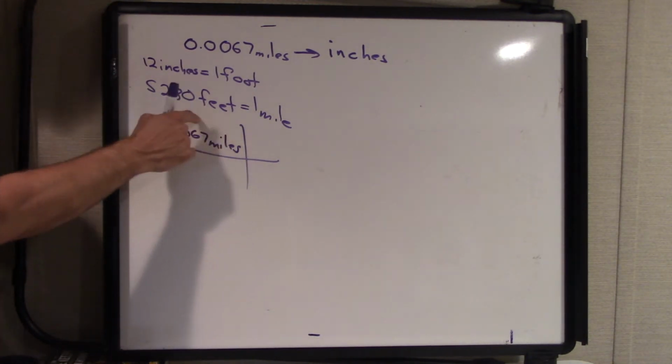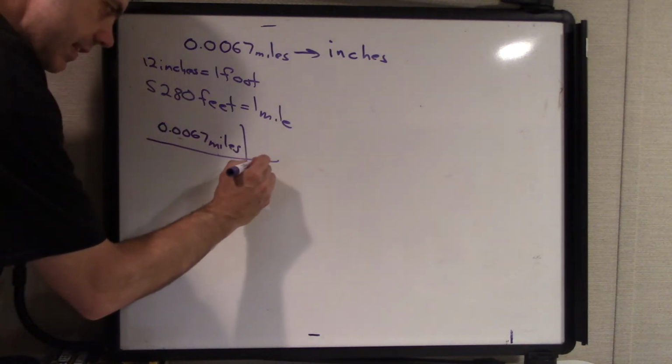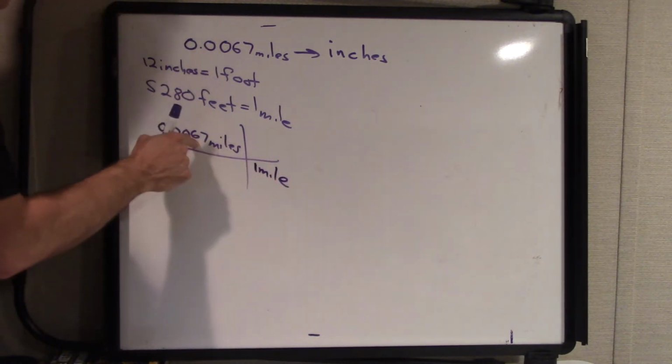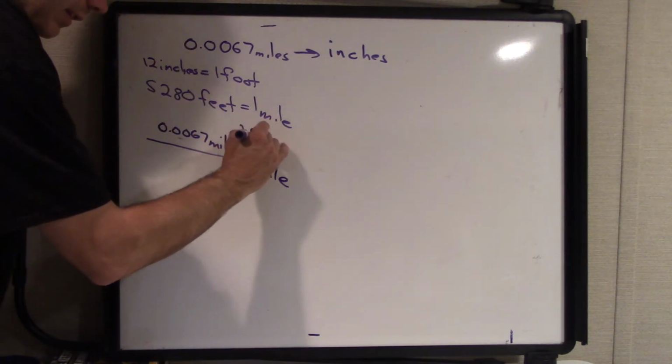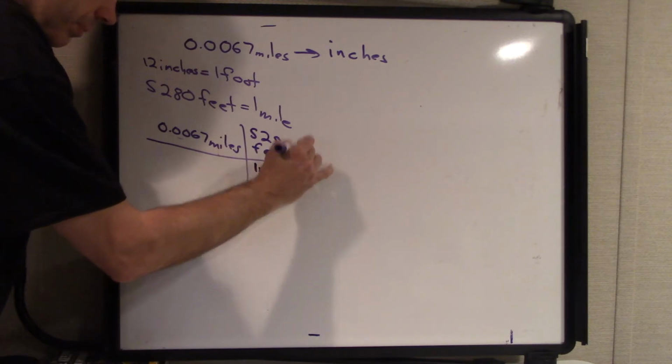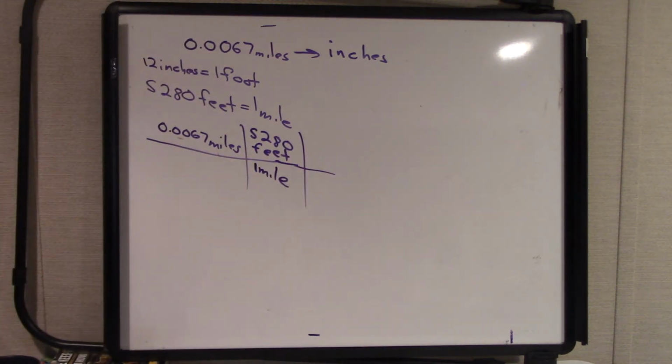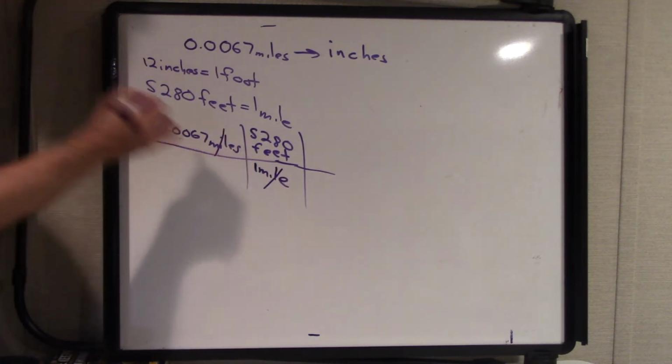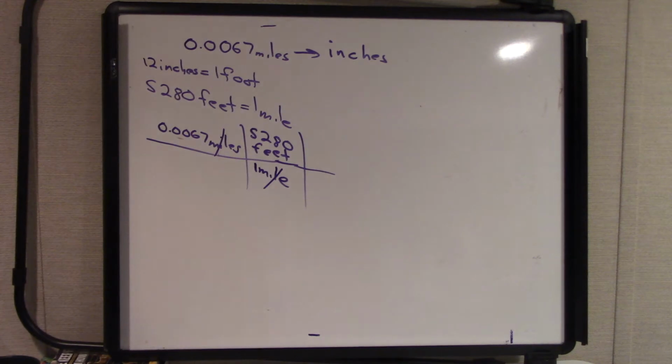I already have miles in the numerator, so I want to put the miles in the denominator. That way they're going to cancel. I'm going to have the feet in the numerator. So that's going to be my next step. The miles cancel. Remember, we're focused on the units, not necessarily the numbers. We're not even pulling out our calculators at this point in order to calculate anything. We make sure we get the units where we want them, and then we do all the math work at the end.